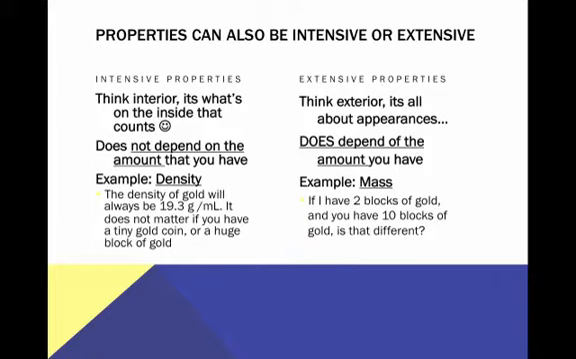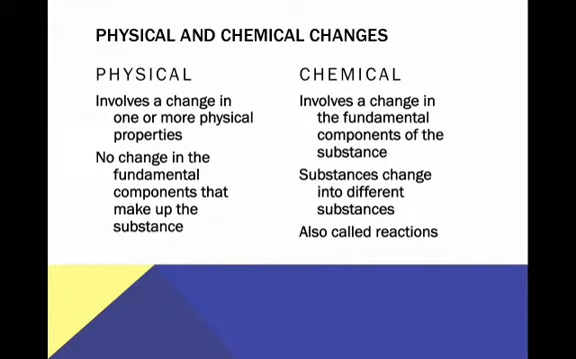Okay, extensive properties depend on the amount of substance you have. So if we're looking at the mass of that sample of gold, that's going to change when we have more or less gold. So if I have 2 blocks of gold and 10 blocks of gold, the mass is going to change there. Okay, we can have physical and chemical changes of matter.